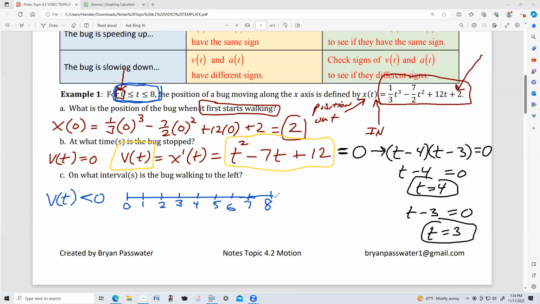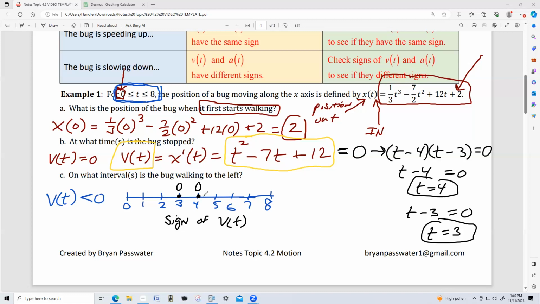Now, the first most critical thing to put in is the times at which the bug was stopped with a velocity of 0. So I'm going to note that this chart is keeping track of the signs of the velocity v of t. Okay, so far I know from part B that the bug was stopped at 3 and 4. So I'm going to plot a point on, we were saying minutes, on 3 minutes. And I'm going to note that its velocity was 0, meaning it was stopped there. I'm also going to plot a point at 4 minutes and note that the velocity was also 0.